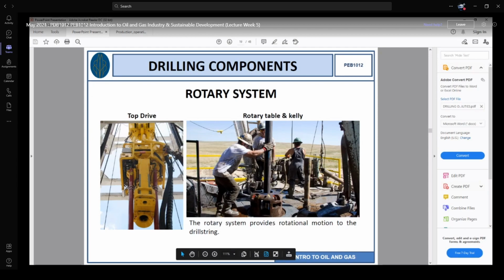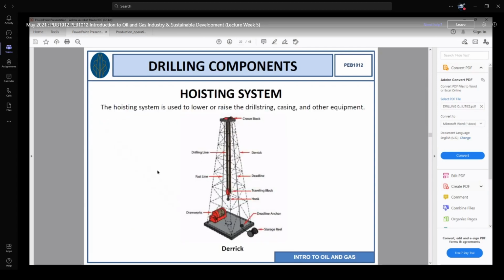On the left side, you see the yellow one. This is the most advanced technology to provide rotation, which is called the top drive, right? The top drive has no mechanical part, only the motor. We have a rotary motor here, which provides rotation to the bit. The next system is the hoisting system.